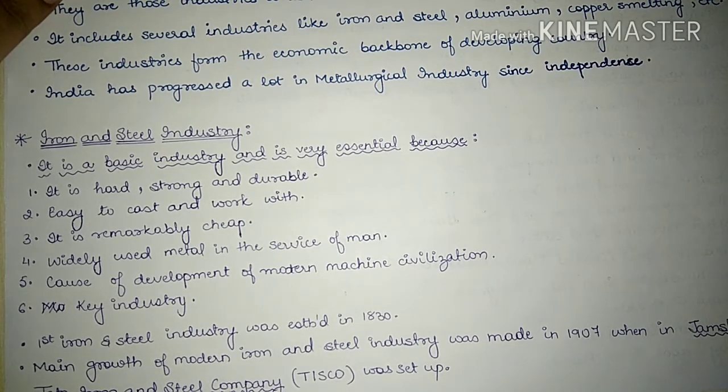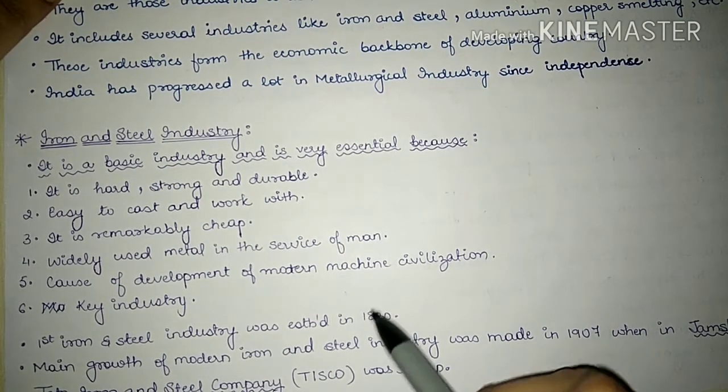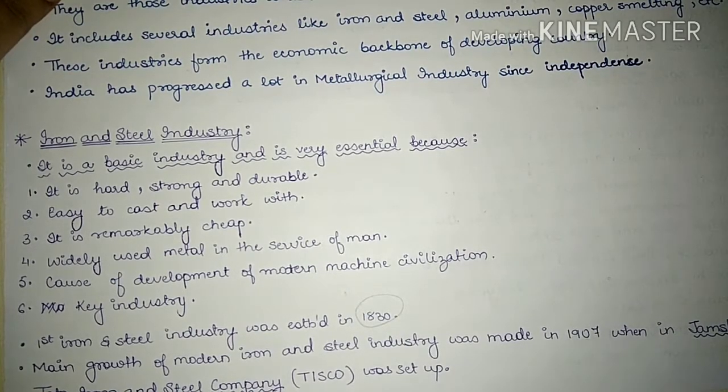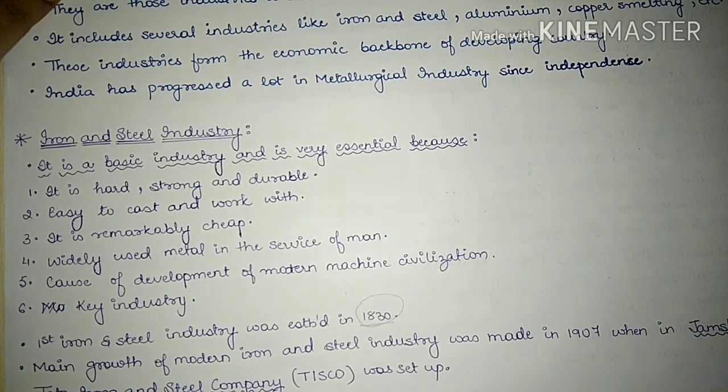India is known for its technique of smelting iron in the early times. Even though the first iron and steel unit on modern lines was established in the 1830s. So the first iron and steel industry was established in the 1830s. Earlier, India knew the technique of smelting, but the first modern type of industry was established in the 1830s.